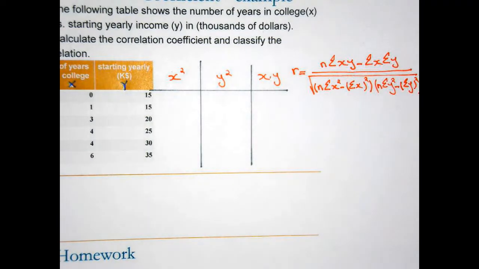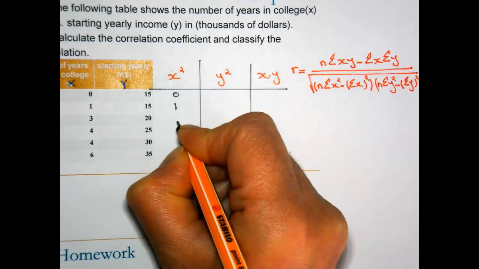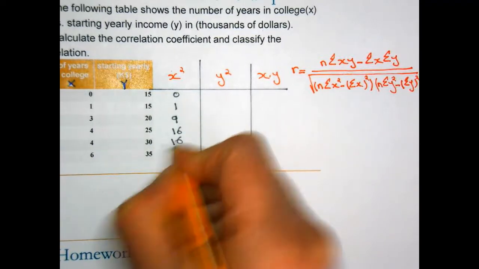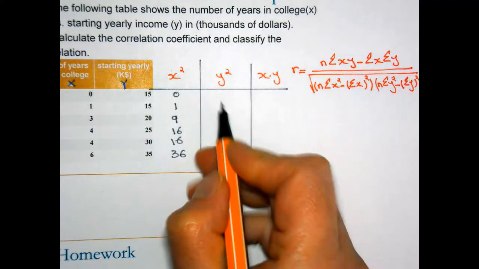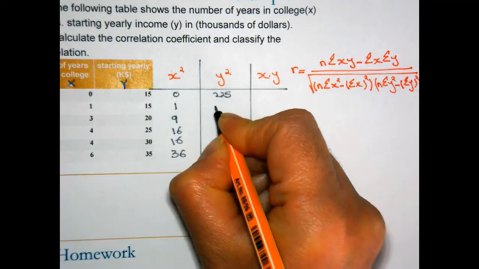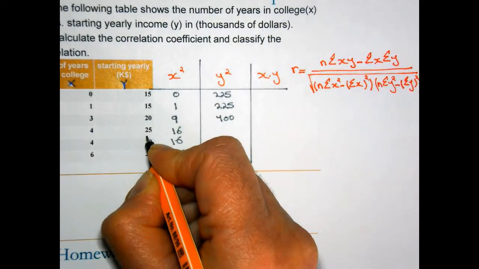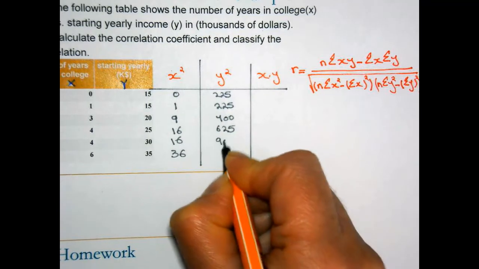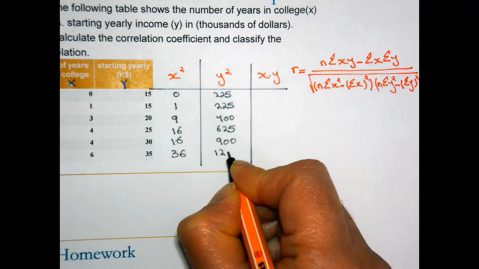So let's get started. 0 squared is 0, 1 squared 1, 3 squared 9, 4 squared 16, 4 squared 16, and 6 squared is 36. Now we are going to find y squared. So 15 squared is 225, 225, 20 squared is 400, 25 squared is 625, 30 squared is 900, and 35 squared is 1225.